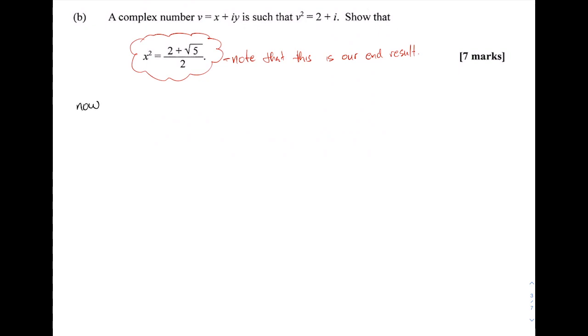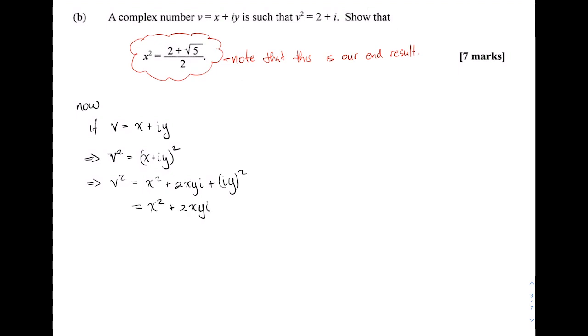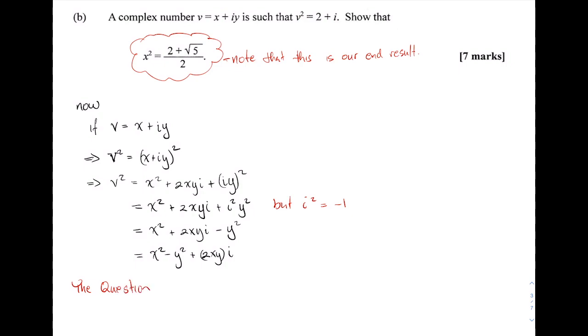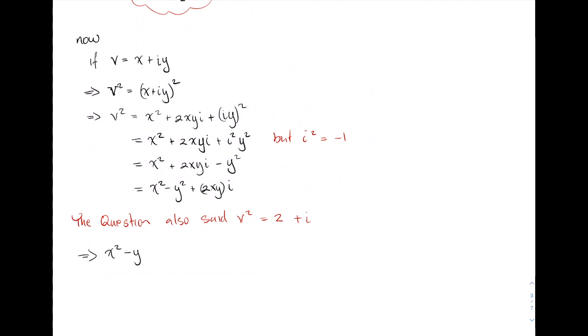Now, if v is equal to x plus iy, this means that v squared is equal to (x plus iy) all squared. Expanding that gives us v squared is equal to x squared plus 2xy times i plus (iy) all squared, which is equal to x squared plus 2xy times i plus i squared times y squared. But we recall that i squared is equal to -1. This then means that x squared plus 2xyi minus y squared equals x squared minus y squared plus 2xy times i. So now we look back at our question and we realize that the question said v squared is equal to 2 plus i.